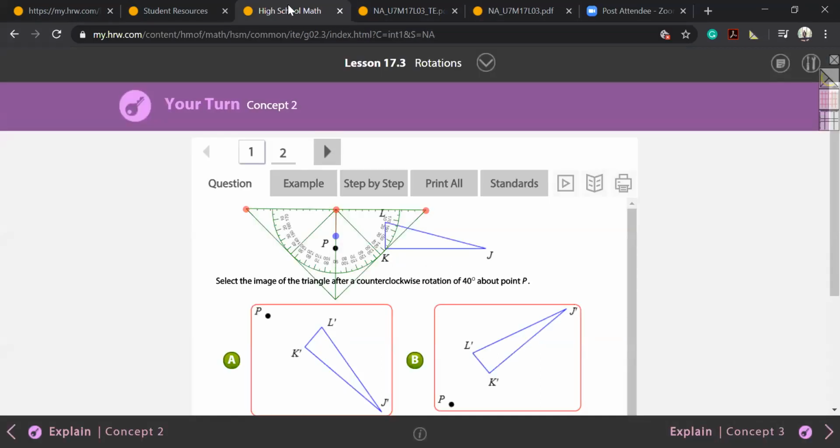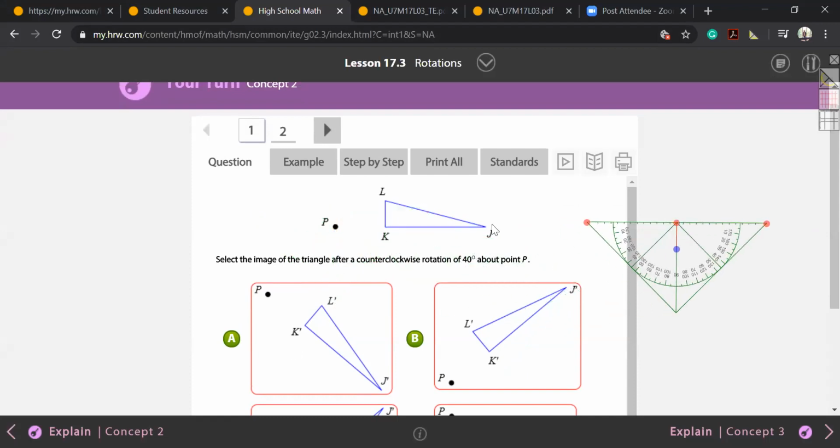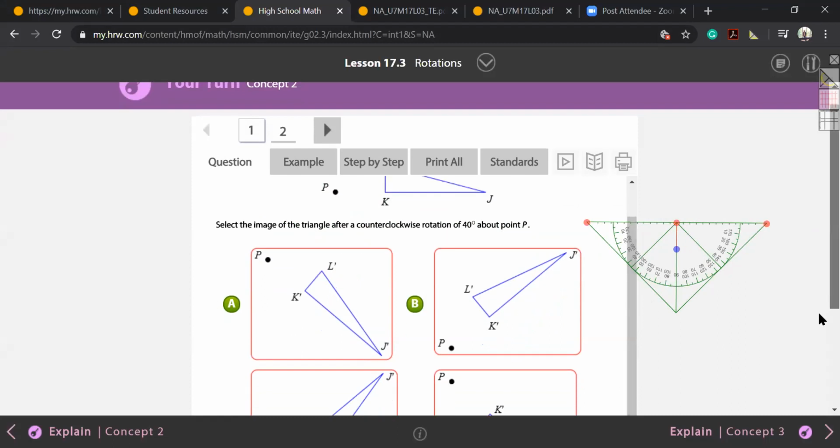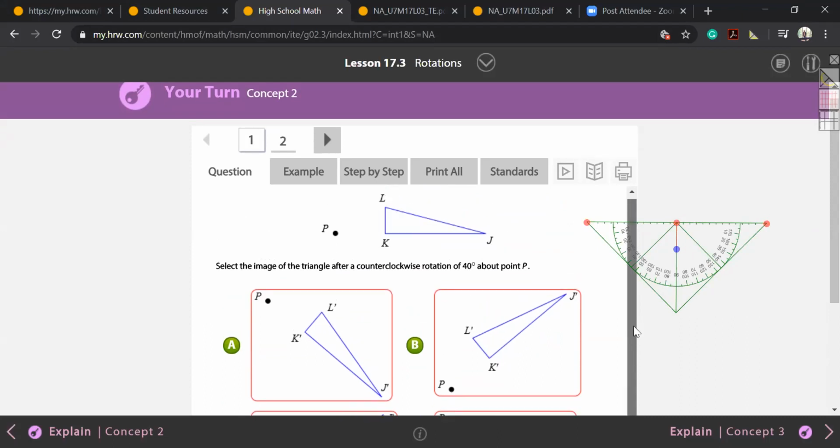Okay, just for understanding, let's see one more example, an online example. Maybe you will face something like this in your online homework. I have this triangle LKJ, and this is my center of rotation P. Select the image, and I have 4 images here. One of them I have to select, so that it will be the image after a counterclockwise rotation of 40 degrees around point P.